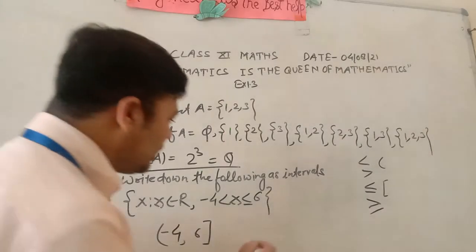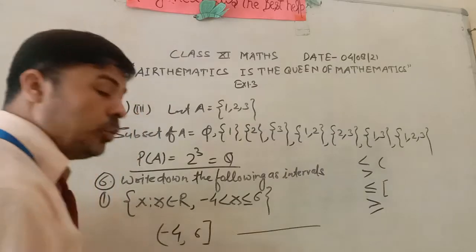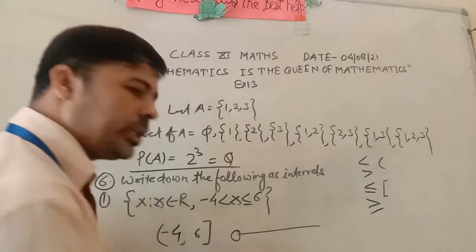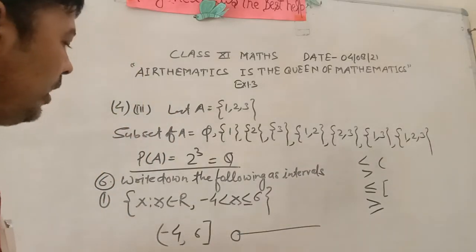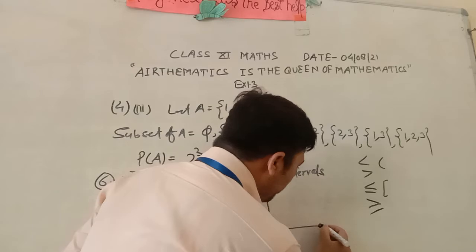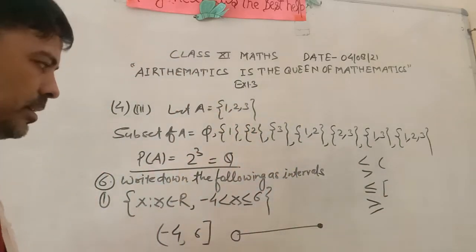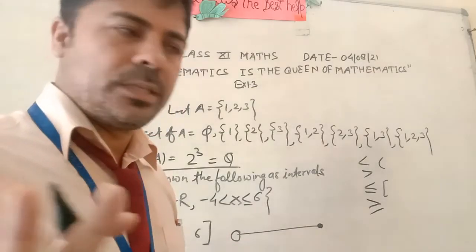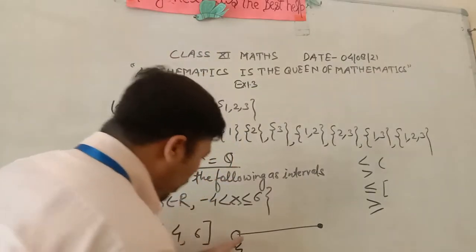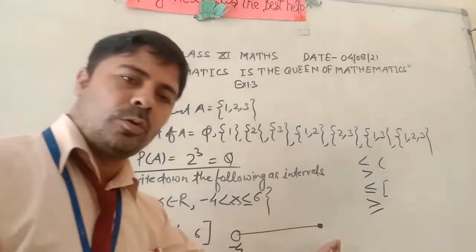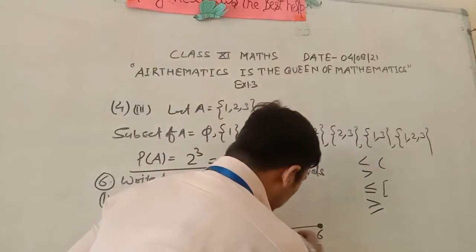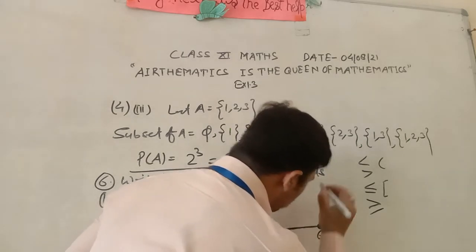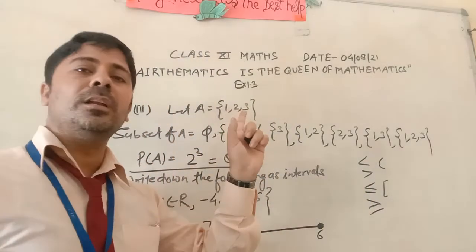If you want to represent it on the number line, then you know that for the open interval we use an open circle, and for the closed interval we use a dark point, which means the dark point is included and the open circle is not included. So -4 is not included in the interval, but 6 is included in the interval, which means this part of the line and this point is included and this point is not included.